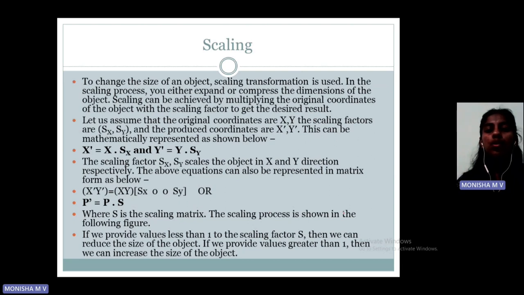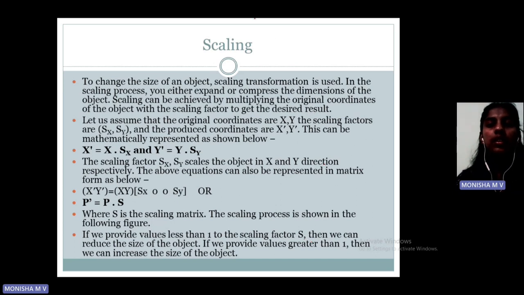The scaling process is shown in the following figure. Let us see the figure. Before that, I should explain this. If we give the scaling factor a value less than 1, then we can reduce the size of an object. If we give the value of s as less than 1, we can reduce the size of an object. If we give a value greater than 1, then we can increase the size of an object.